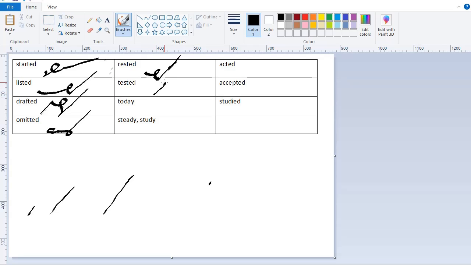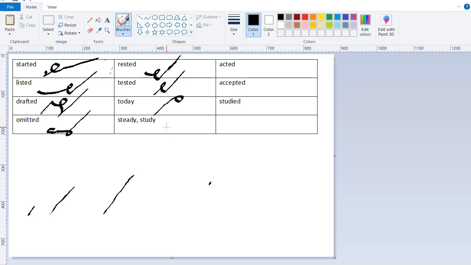Next, tested. We have T. And then E, S. And then TD. Today. Okay, so ito yung sinasabi ko kanina na today. You say today. Hindi siya today. It's today. So, we have TD and then A. Okay? Today. We have TD and A.